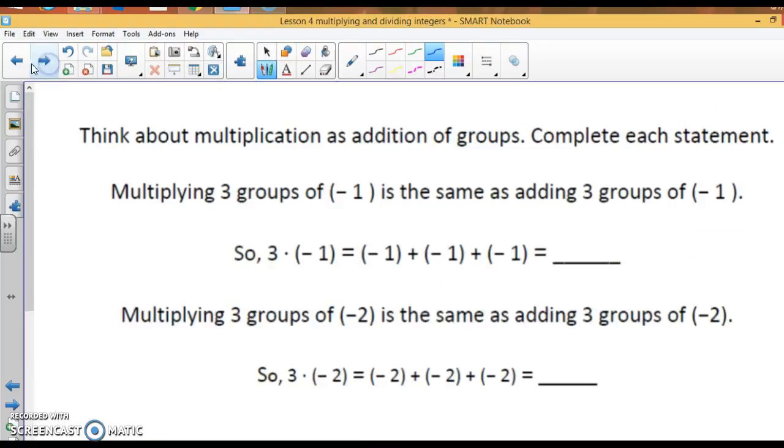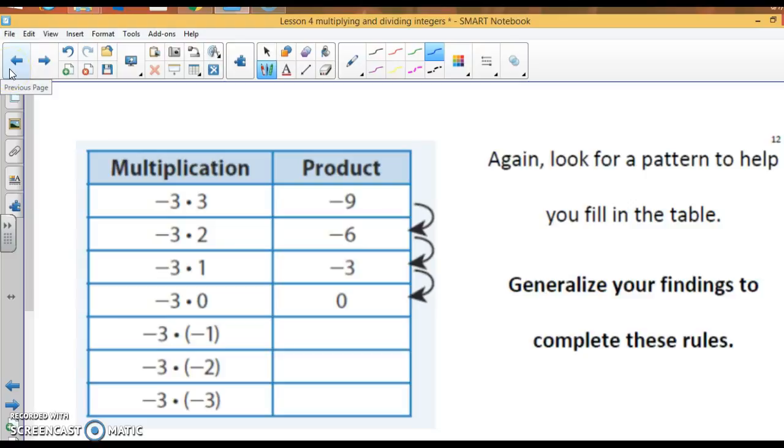All right, let's look at this next table and find the pattern. Again, look at the pattern. Negative 3 times 3 is negative 9. Negative 3 times 2 is negative 6. Negative 3 times 1 is negative 3. Negative 3 times 0 is 0. What's happening over here? Aren't I increasing by 3? So 0 plus 3 is 3. Plus 3 is 6. Plus 3 is 9. There's our pattern. Look, negative times a positive gives me a negative in these first 3. A negative times a negative is a positive.